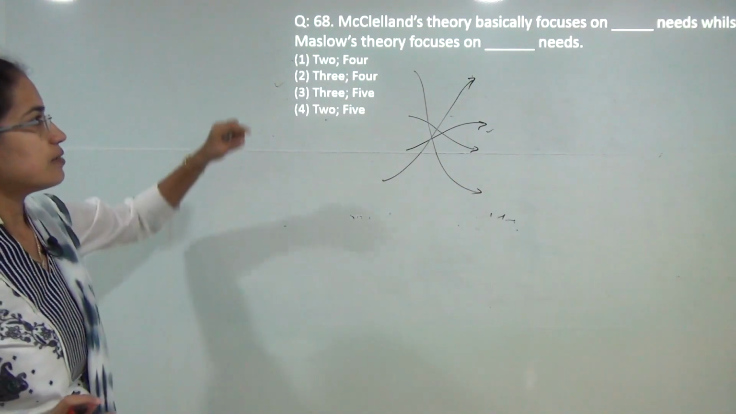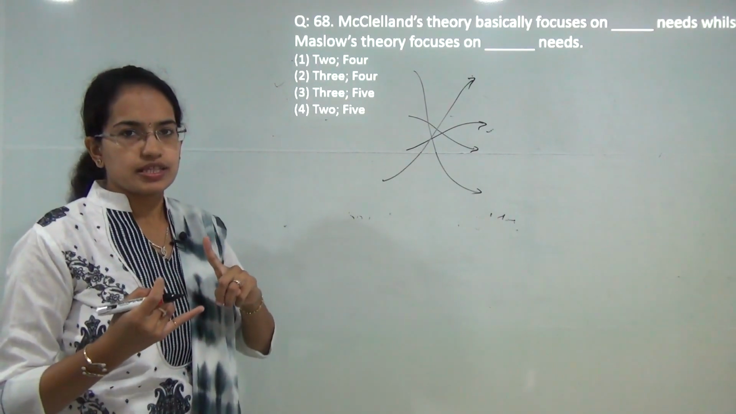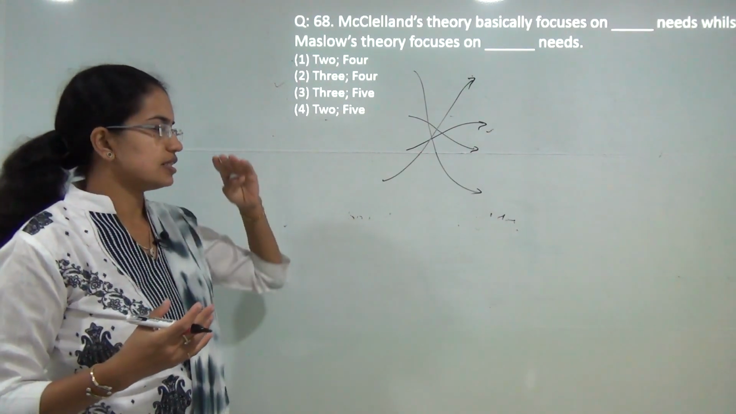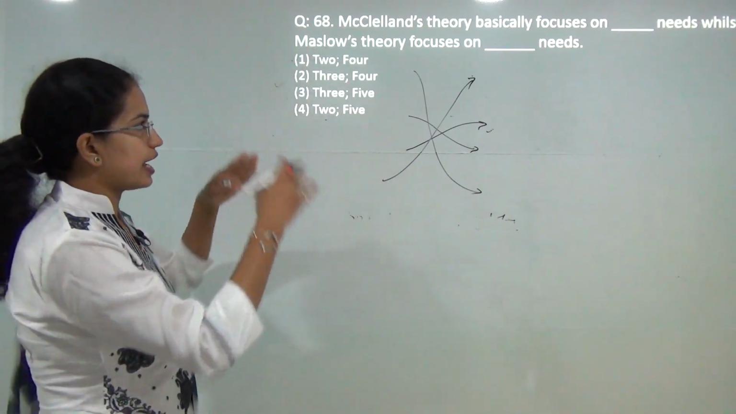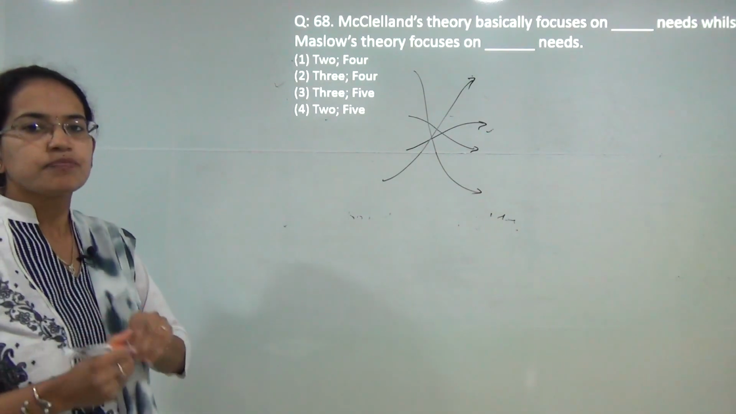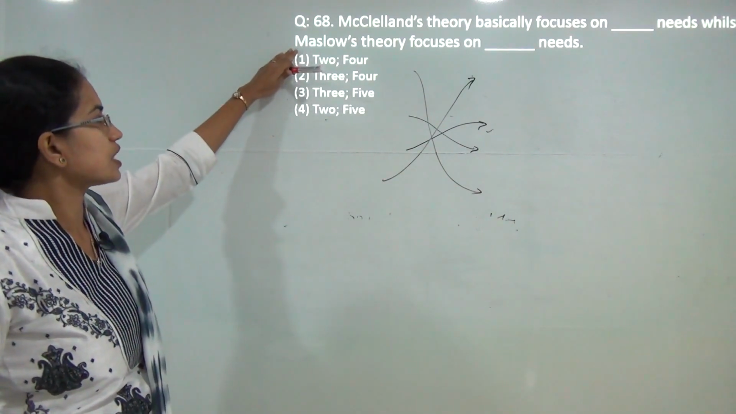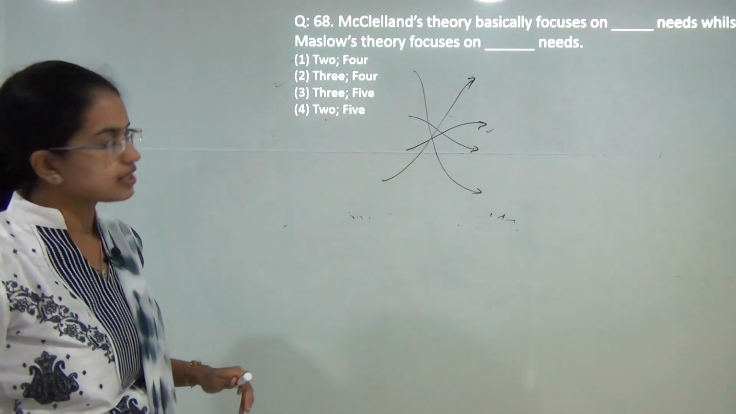Next question. McClelland's theory talks about 3 needs, that is the need for achievement, affiliation and power, and Maslow's hierarchy talks about the 5 needs: the physiological needs, safety, love, esteem and self-actualization needs. So those are the 5 needs that it talks about. So 3 and 5 would be the correct answer here.